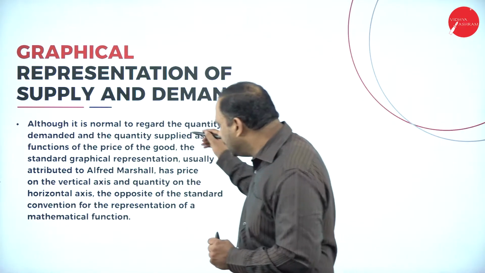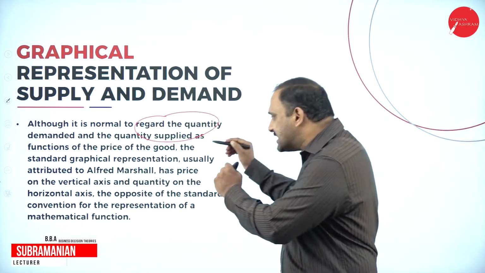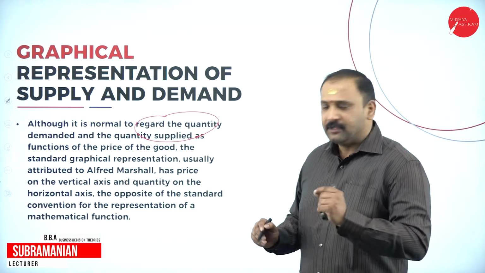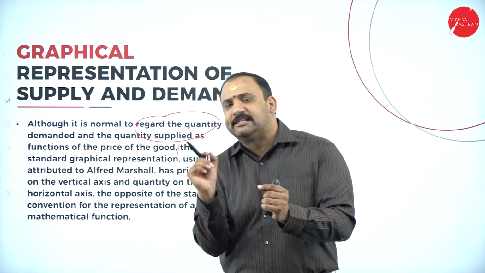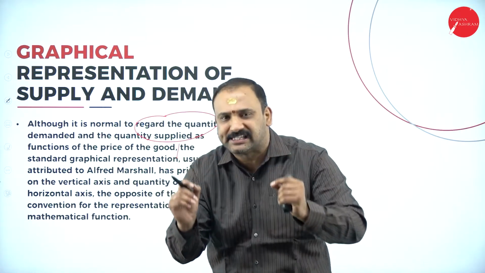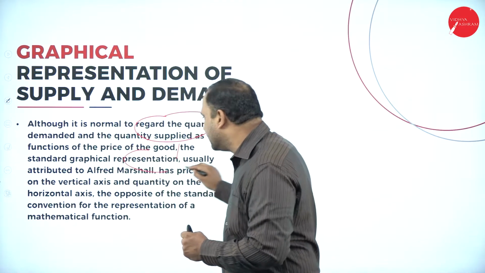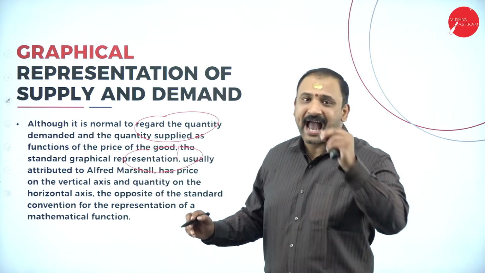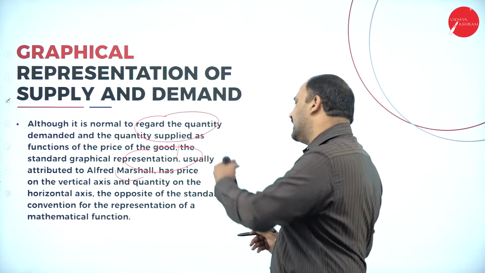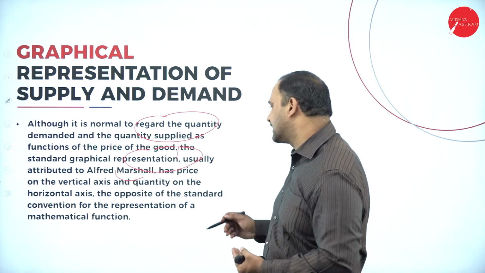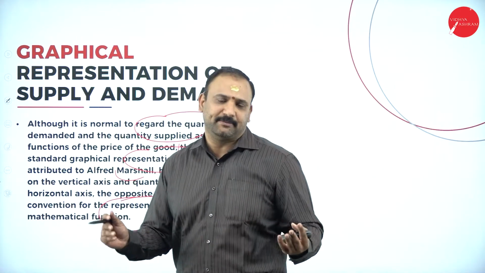Although it is normal to regard the quantity demanded and quantity supplied as the functions of price of good. Now this is very important. Why? Because the price of good is always determined with quantity supplied and quantity demanded, and the standard graphical representation is usually attributed to Alfred Marshall because he has the price on the vertical axis, quantity on the horizontal axis, the opposite standard of convention for representation as the mathematical function.